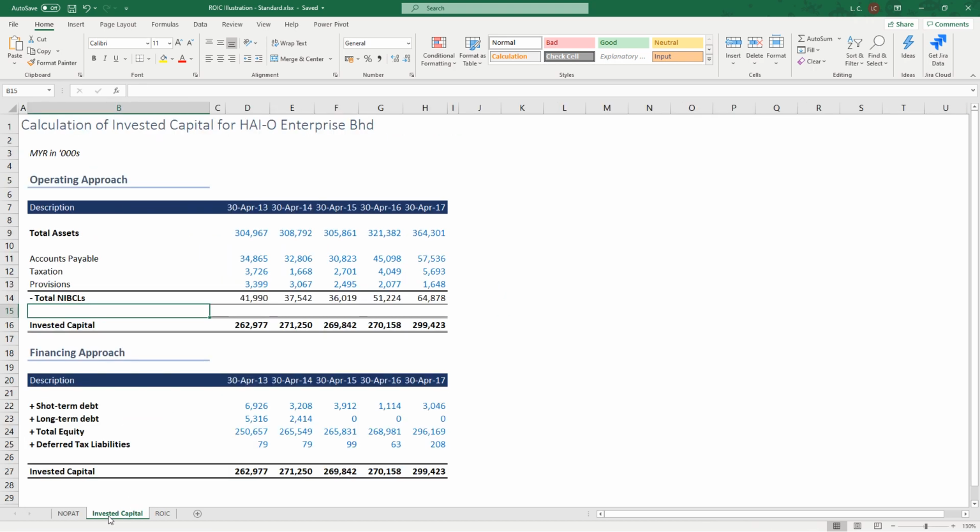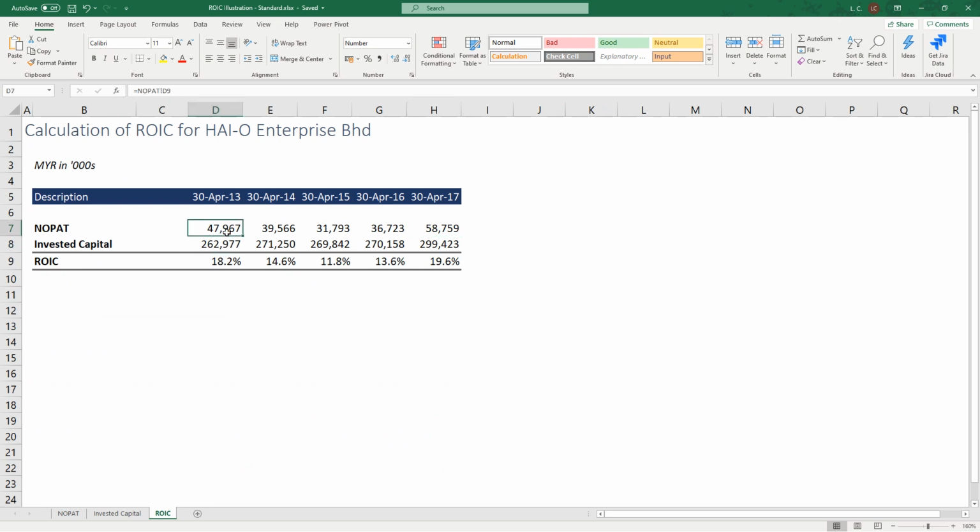To calculate invested capital, as you can see here, there are two approaches: operating approach and financing approach. By using the operating approach, we take the total assets minus total NIBCLs to get the invested capital. By using the financing approach, we total up short-term and long-term debt plus total equity plus the deferred tax liabilities to get the invested capital. As you can see here, both approaches should yield the same result. Finally, NOPAT divided by invested capital equals ROIC.